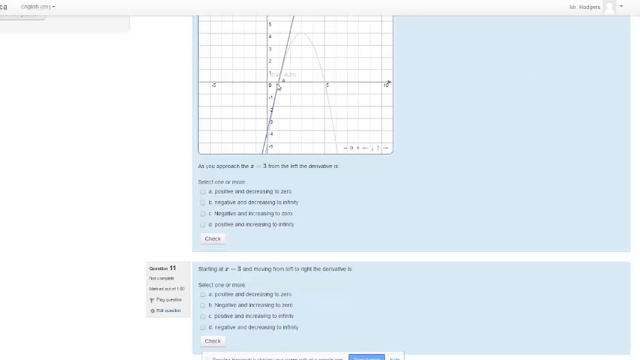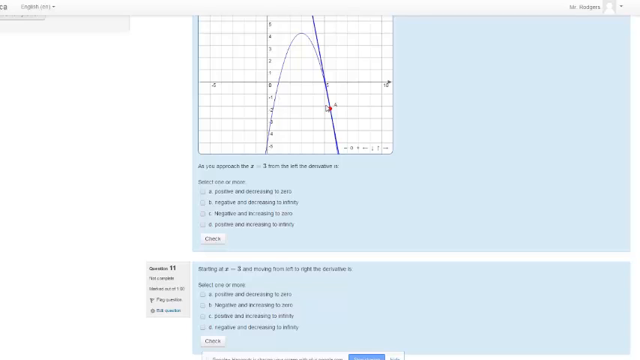So here we go. Number 11, starting at x equals 3, moving from left to right, the derivative is, are you just talking about going right from x equals 3? Yes, that's what it should really say. Starting from x equals 3 and going to the right, it's negative and decreasing to, it should be increasing to infinity, isn't it? Yeah, you know what?